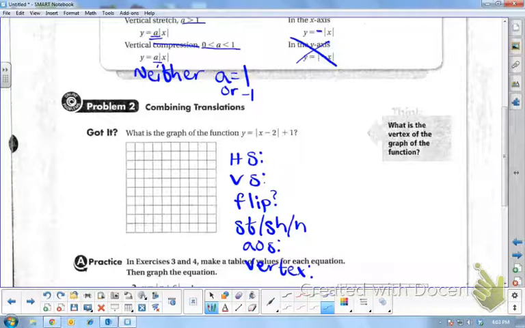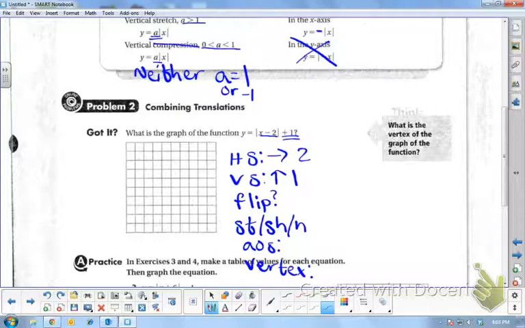So horizontal shift was the number found inside the parentheses. That -2 means go right 2. The negative goes in the opposite direction you expect when there's a horizontal shift. The outside number tells us to go up 1. The outside number here was our vertical shift. It's positive, so we go up 1.